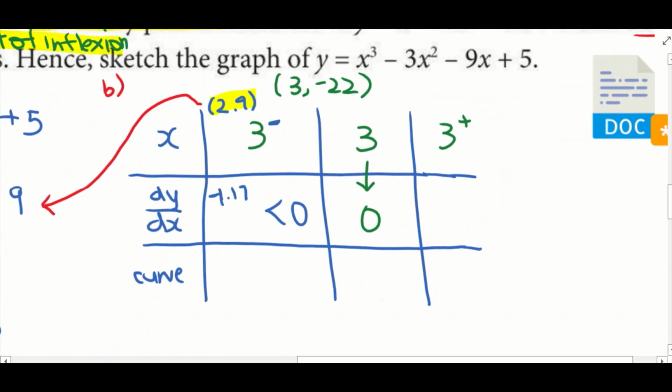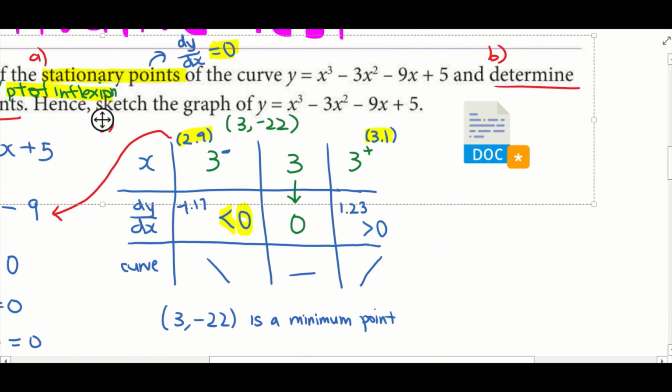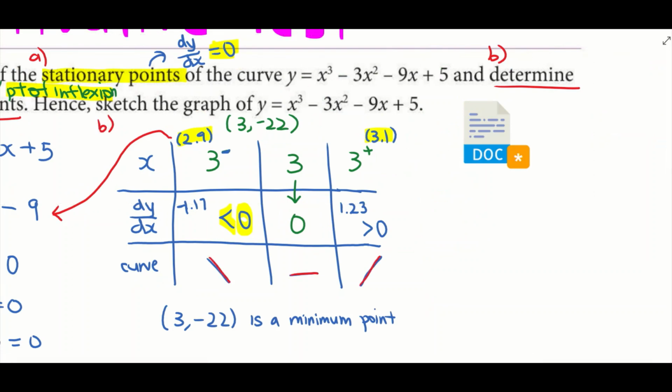So we calculated dy/dx before the point would be negative, less than 0. How about after? Let's sub in a value that is just right after 3. What's the number that is right after 3? 3.1, thank you very much. Sub in 3.1 into dy/dx, what do you get? Answer 1.23, which is positive. Now I will draw the curve. We will conclude the shape of the curve. The first point is a minimum point.